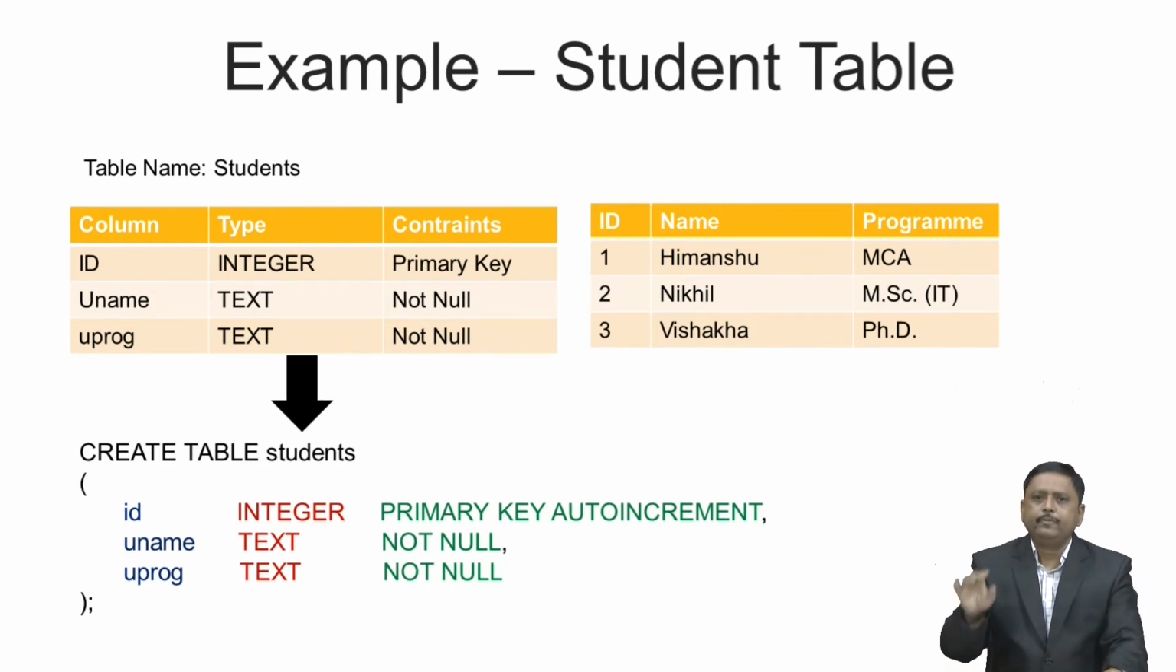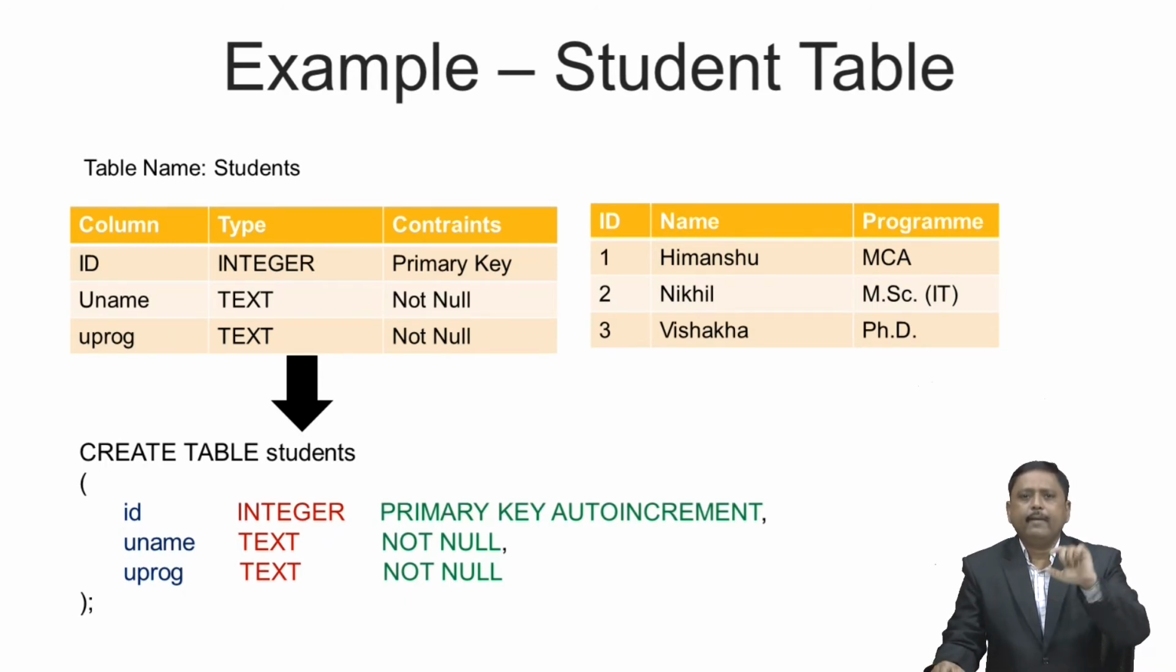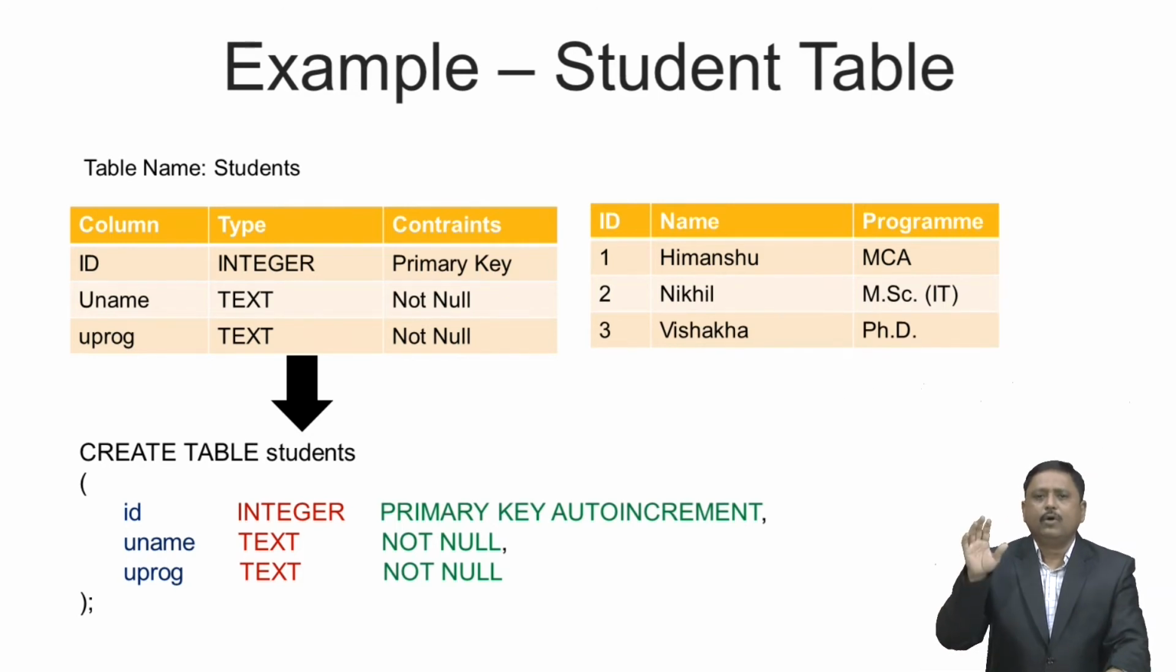Now, there should be at least one column in a table which uniquely identifies rows. For example, student roll number can be considered as a primary key. Employee code can be considered as a primary key. So, primary key is a column name which uniquely identifies a row. So, ID is our primary key.